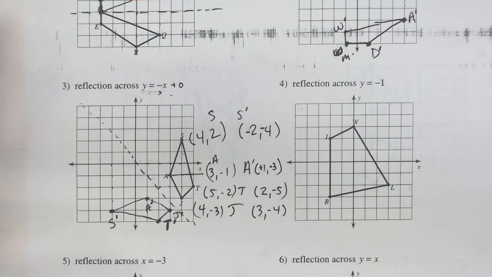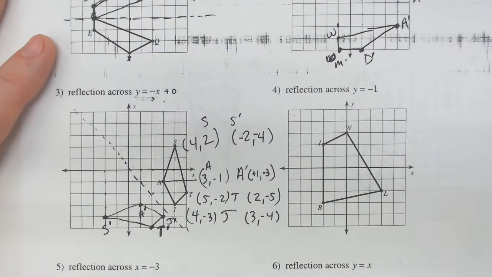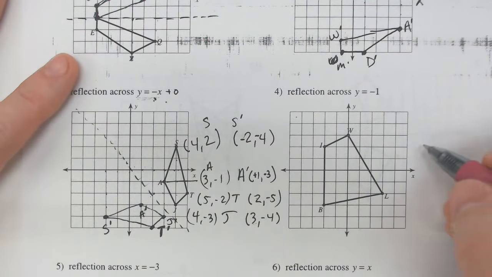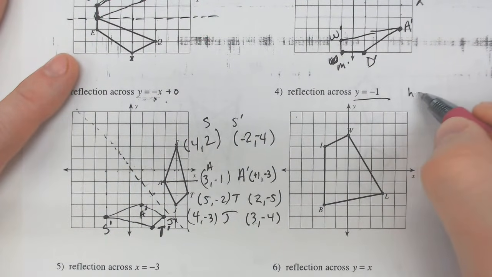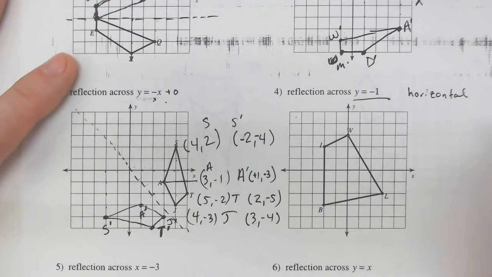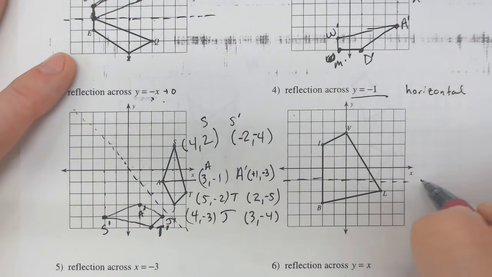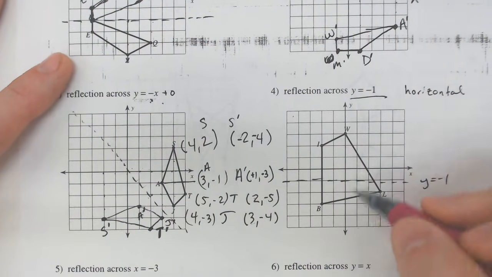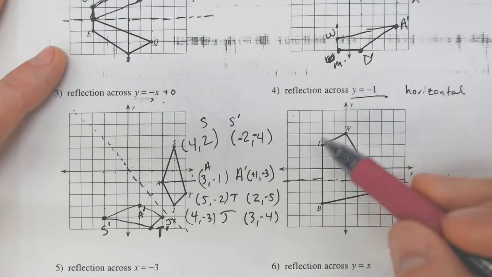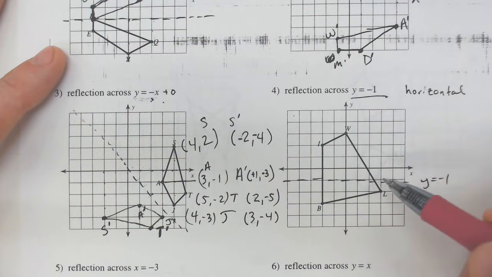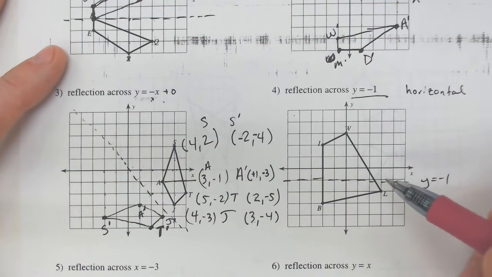So we're going to try one more. We're going to reflect across y equals negative 1, and that's going to be another horizontal line. Y equals is horizontal. If it is x equals, it's going to be vertical. So y equals negative 1 is right here, that horizontal line at y equals negative 1. And this time it's going to be a little bit of both. Like there's going to be some of the image that's below and some of the image that's above. So when we draw this reflected image, it's going to actually kind of look like two things are overlapped.